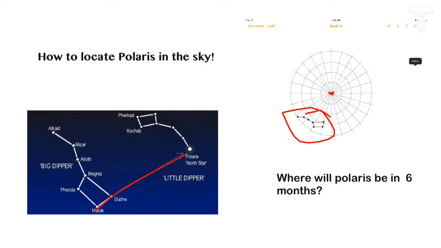The other question you might come across is, where will Polaris be in 6 months? Because the Earth is rotating and revolving, each night at 8 o'clock, if you were to view this at each night, the Big Dipper will change and be in a different portion of the sky around Polaris here at the center, and in 6 months it'll be right across from its position here.